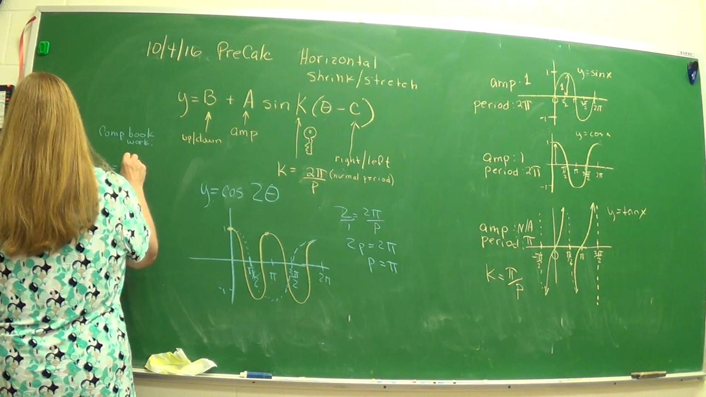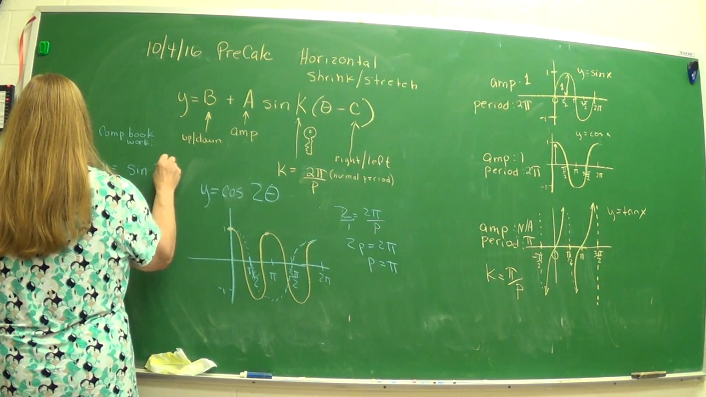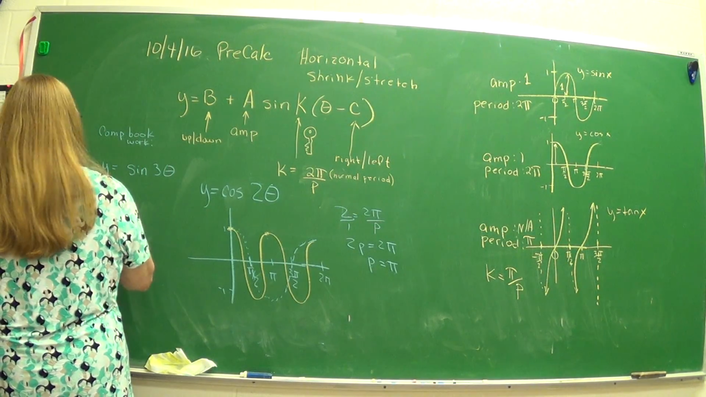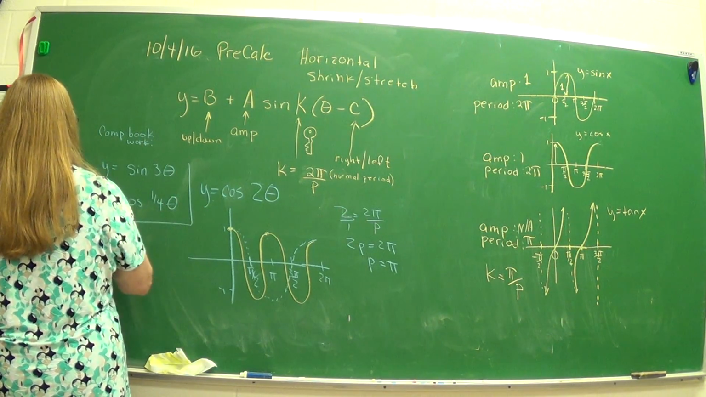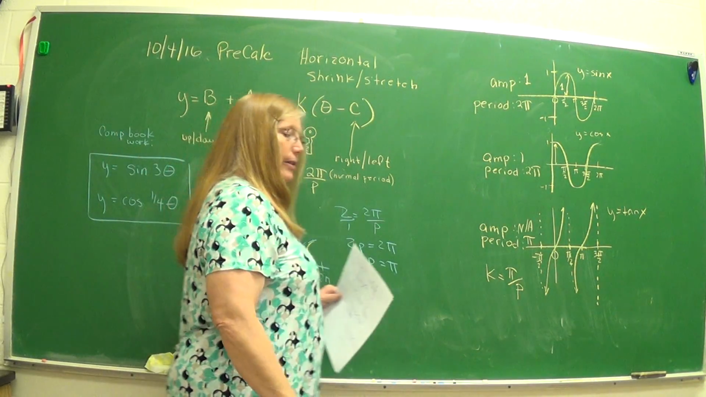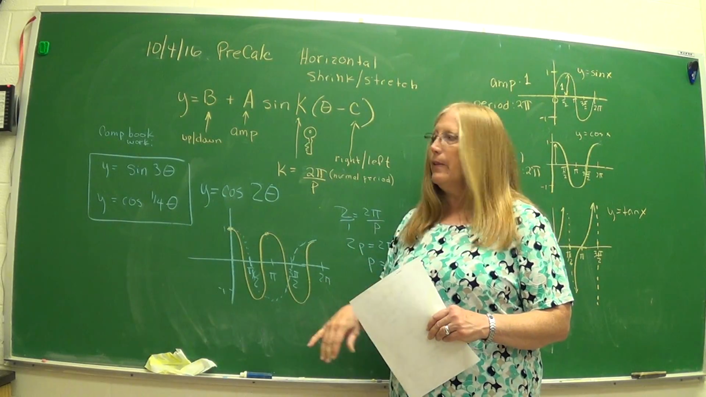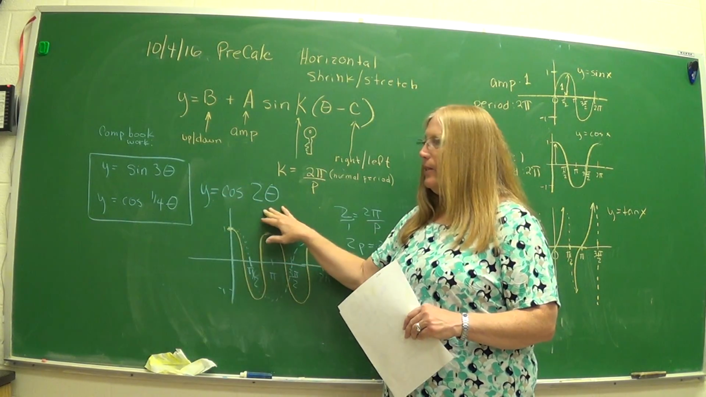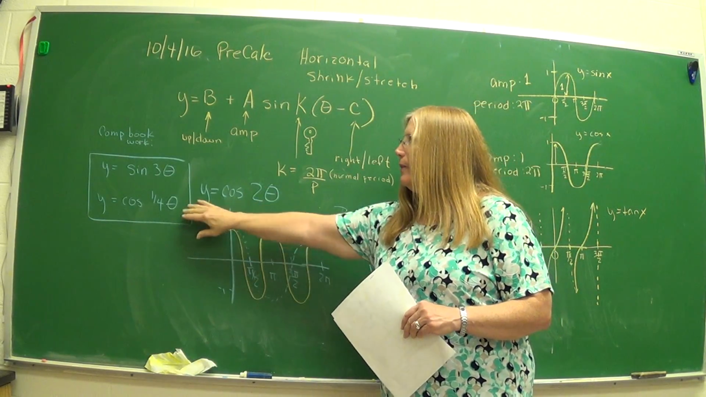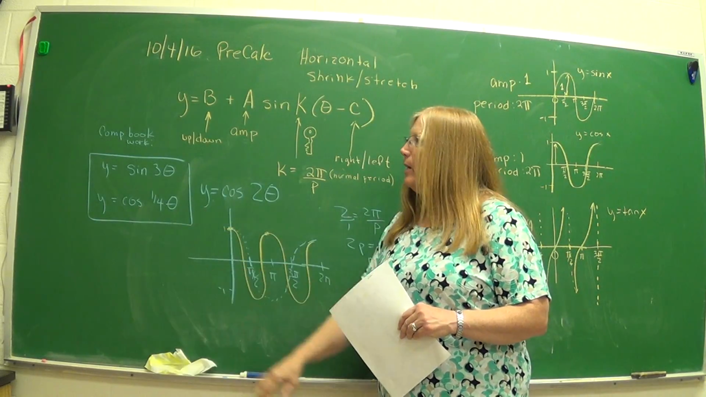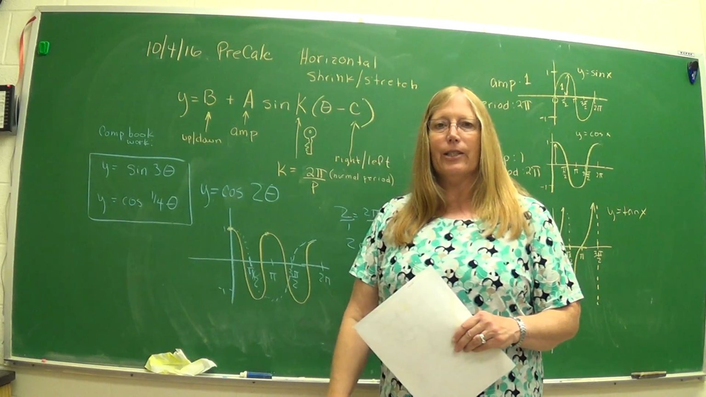y equals sine of 3 theta and y equals cosine of 1/4 theta. So these are the 2 problems that you need to sketch tonight. If you can't do them at this point, rewatch this video because it tells you how this whole number will affect the graph. And if you don't remember how to do this one, rewatch the first example I did, where it shows you what happens when k is a fraction.